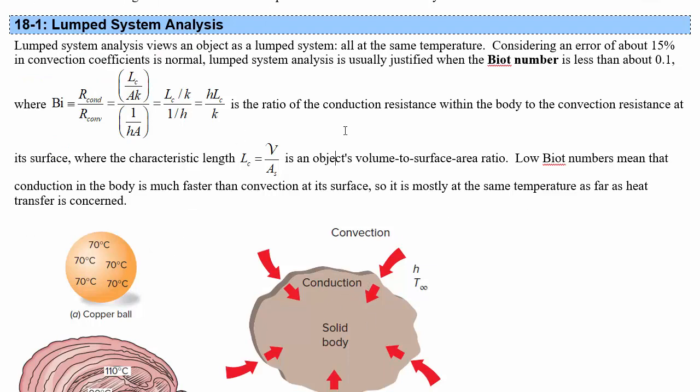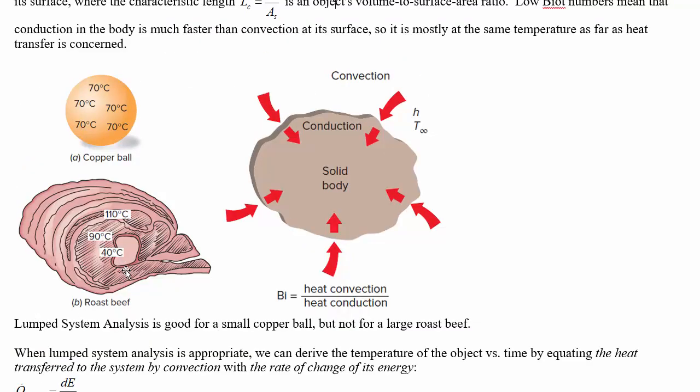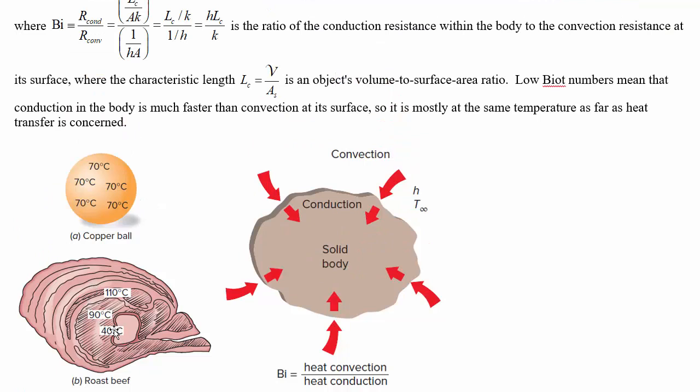To recap then, low Biot number means that conduction is very fast compared to convection, and the object is mostly at a uniform temperature. Therefore, you can use this lumped system analysis we're going to derive soon. That would be valid for a small copper ball, whereas high Biot number would mean that the temperature is changing appreciably within the object with space, and that might be true for a large roast beef, something like that, which means that this next analysis, lumped system analysis, is not valid because the conduction has an appreciable resistance compared to the convection at the surface.